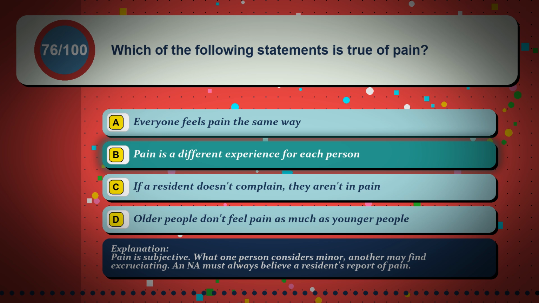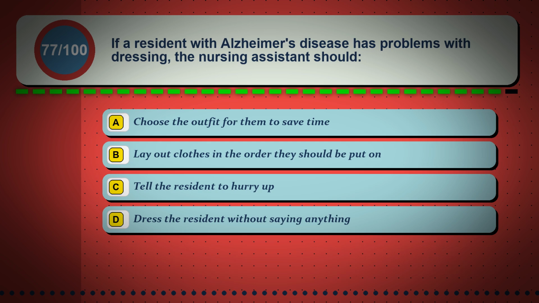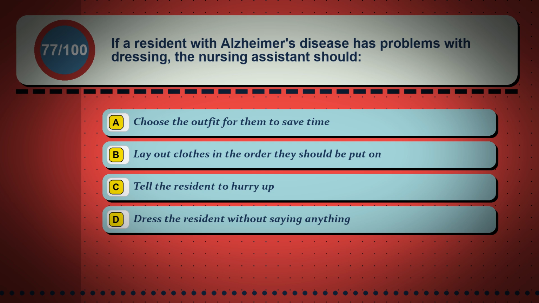Question 77. If a resident with Alzheimer's disease has problems with dressing, the nursing assistant should: Option A, choose the outfit for them to save time. Option B, lay out clothes in the order they should be put on. Option C, tell the resident to hurry up. Option D, dress the resident without saying anything.